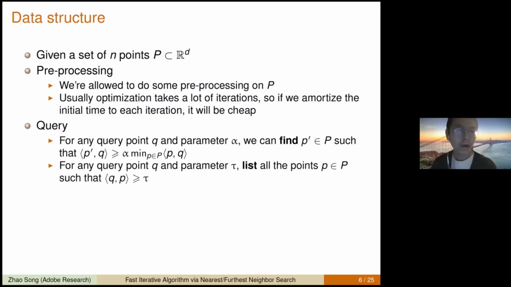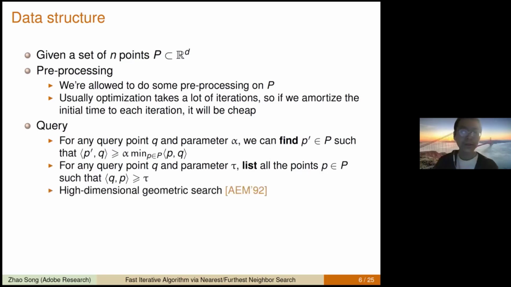And for our application, sometimes we also need another kind of query, which is a list query. I give you a query point Q and also a parameter tau, and you want to list all the points in this data set such that the inner product is at least tau.